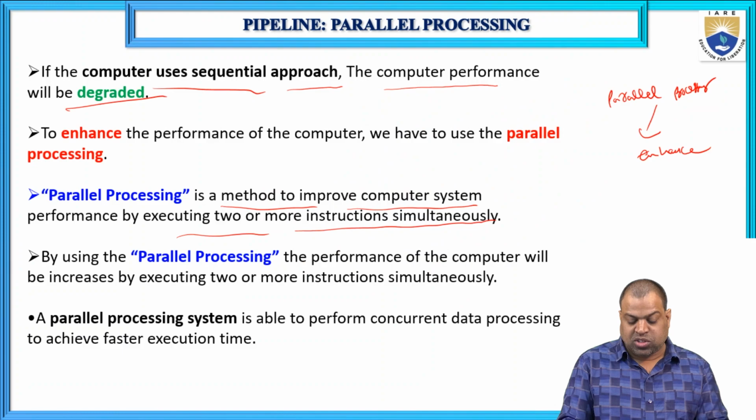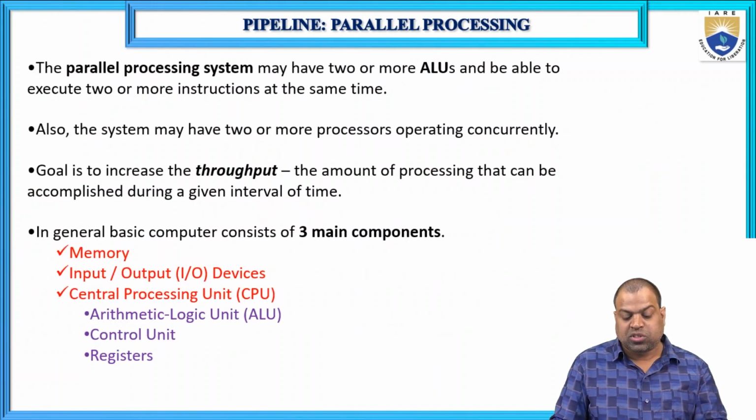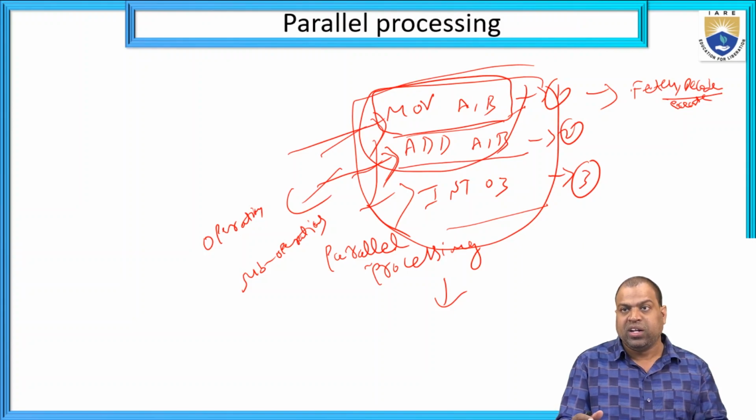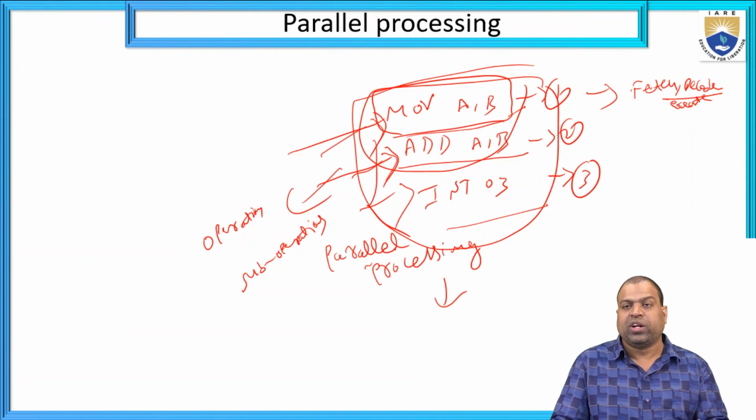So parallel processing is able to perform concurrent data processing to achieve faster execution time. A parallel processing system may have two or more ALUs and be able to execute two or more instructions at the same time. Why? Because if I'm using multiple operations, like move A comma B and add A comma B, at a time parallelly I'm fetching, decoding, executing. At a time I'm using these operations, so I need multiple ALUs. If I'm using only one ALU, there is no need for parallel; serial operations will be performed.